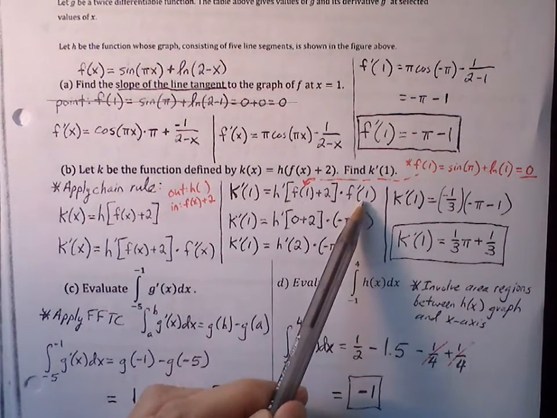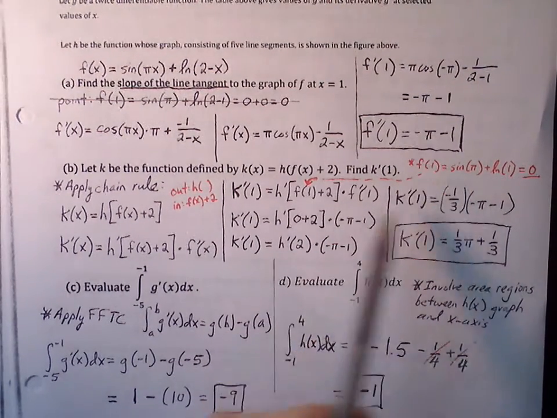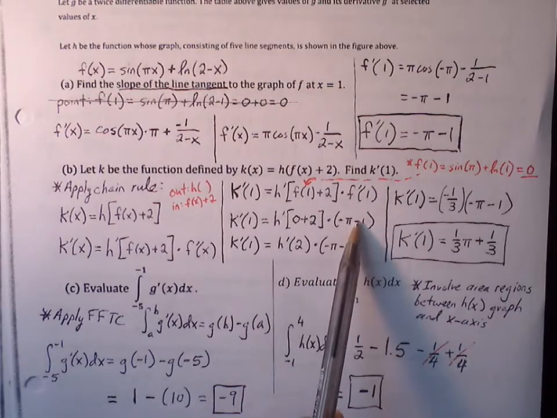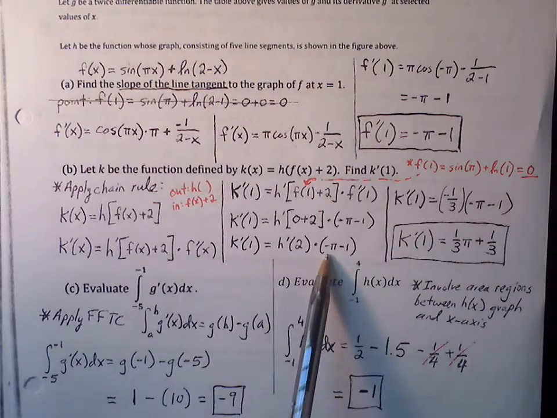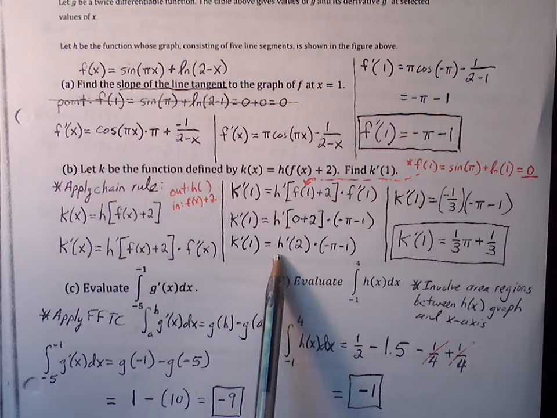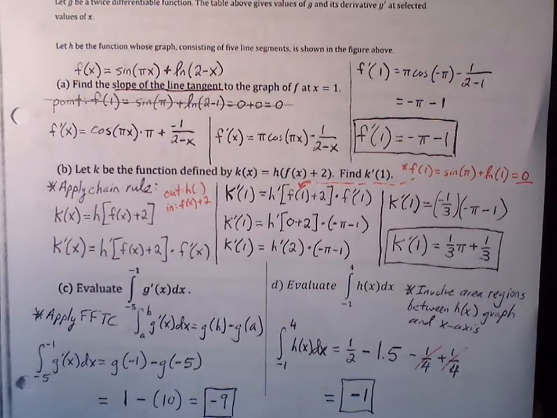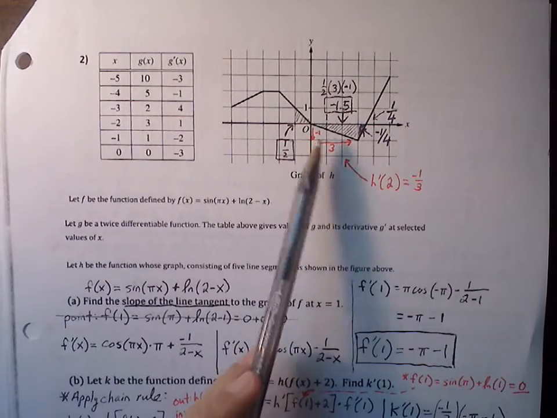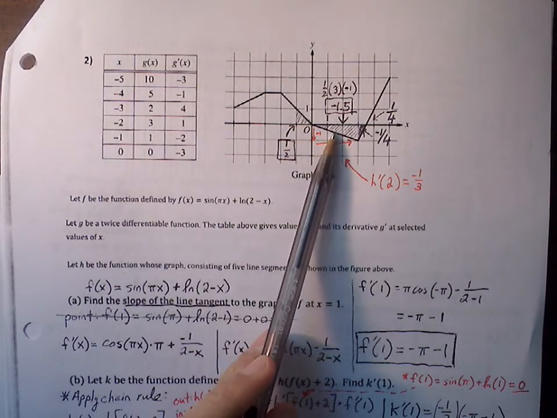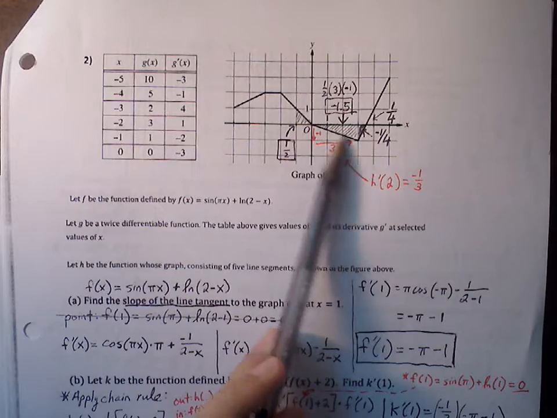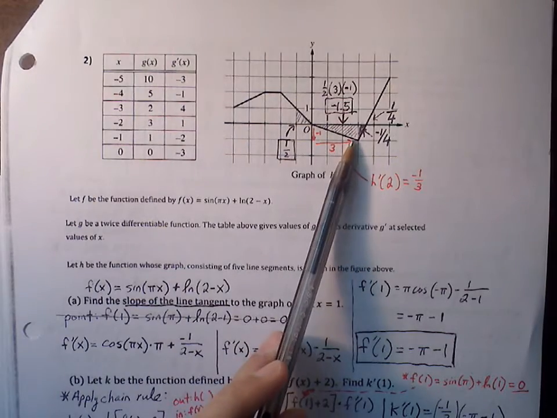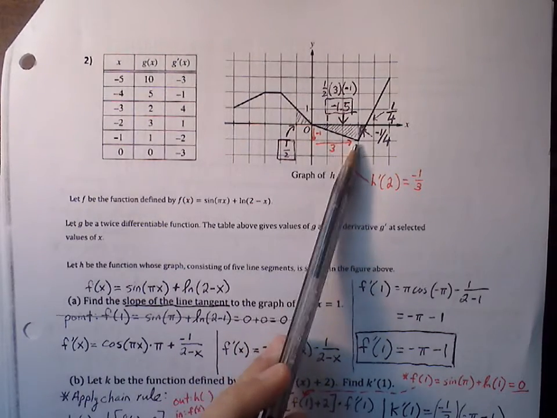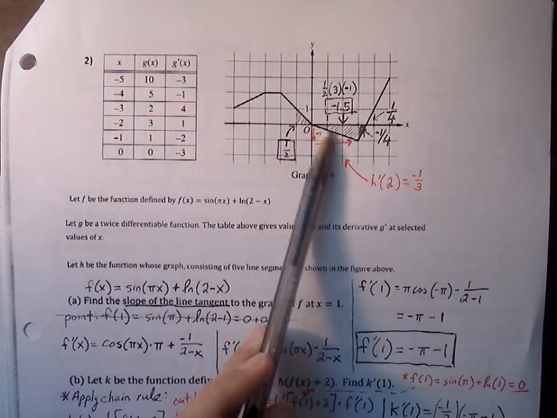F prime of 1, we have that information from part A, so we'll just drag that down. So we have h prime of 2 times negative pi minus 1. H prime of 2, let's see, how can we get that information? We have the h graph in front of us. H prime of 2 must be asking for the slope of the h graph at 2. So this is a nice linear graph here, so we can just find the slope of that line. And that will be consistent all the way through.